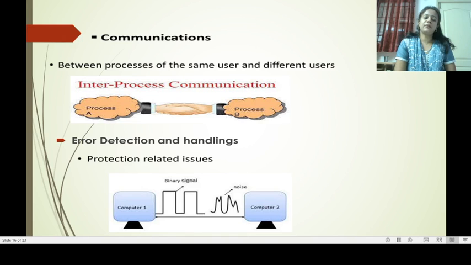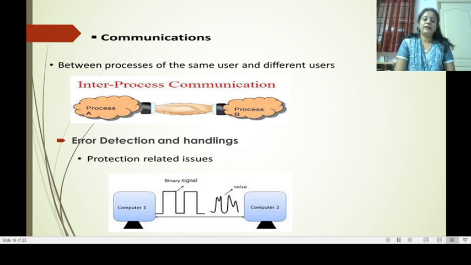Sometimes processes may communicate on the same system, or a process on one system may communicate with another system in the network environment. The proper communication channel will be built by the operating system. Not only this, the operating system should also handle the processes of the same user or of different users.